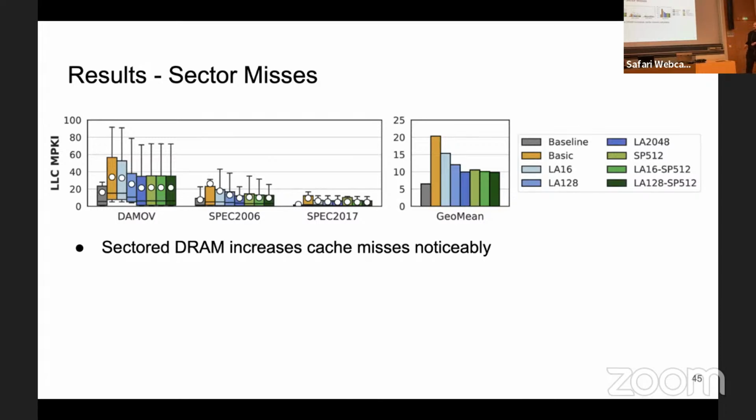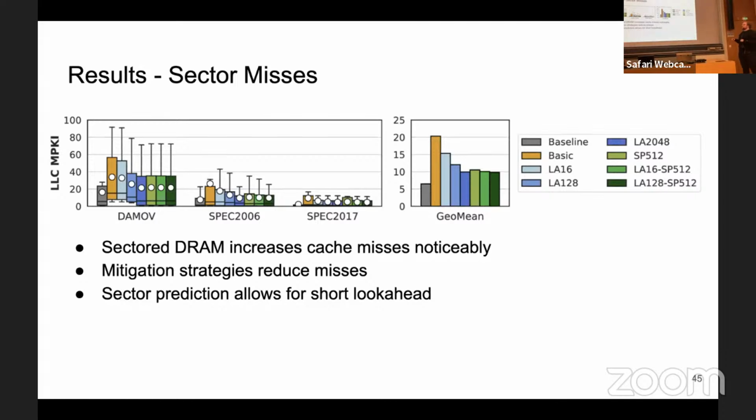So a couple of things to highlight. First of all, especially sector DRAM, the baseline, increases cache misses noticeably. So we have a lot more cache misses. Of course, single cache loading operations are also less expensive, but we also do have significantly more cache misses. This is bad. Secondly, the mitigation strategies we do have are actually quite effective at reducing the cache misses we have.